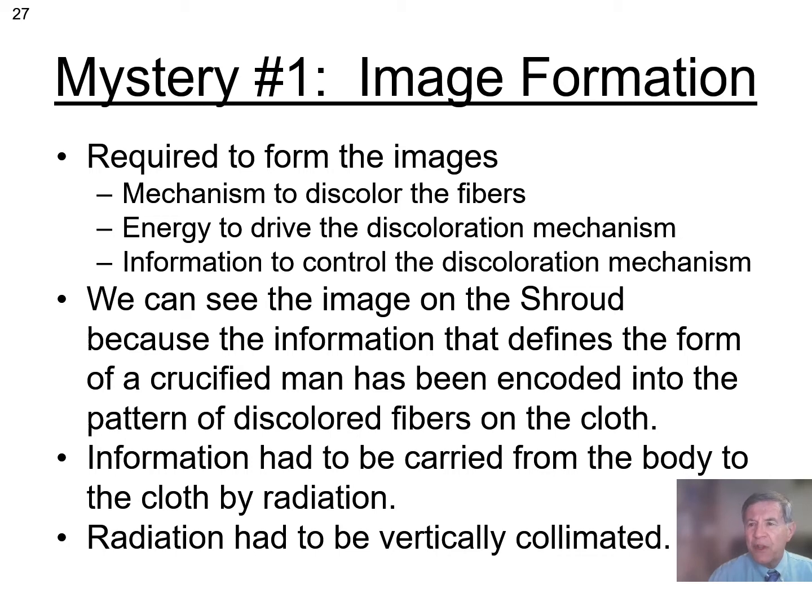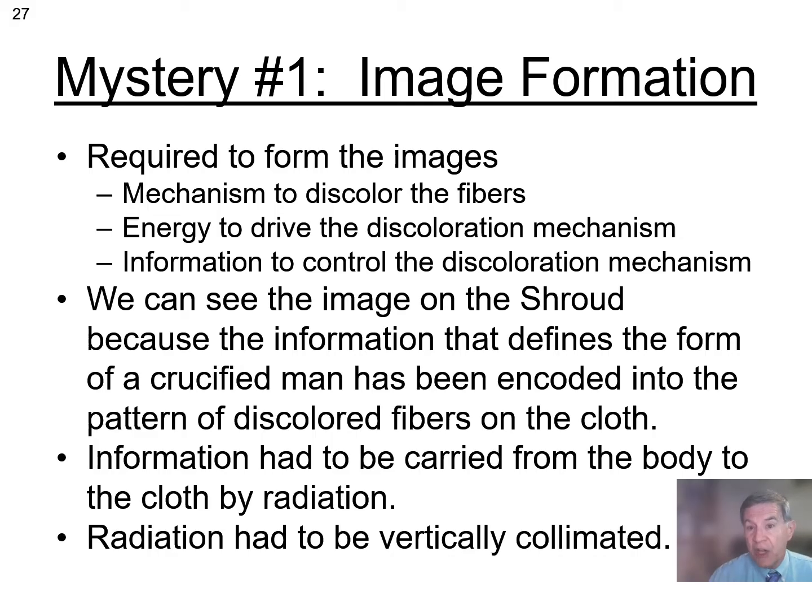The same is true for the Shroud of Turin. We can see the image of a crucified man on the shroud because the information that defines the appearance of a crucified man has been encoded into the pattern of the discolored fibers on the cloth. Except in this case, the color information has not been encoded. Only the information regarding the shades and positions has been encoded into the pattern of the discolored fibers on the cloth. This information had to be transported from somewhere else and then be deposited on the cloth.